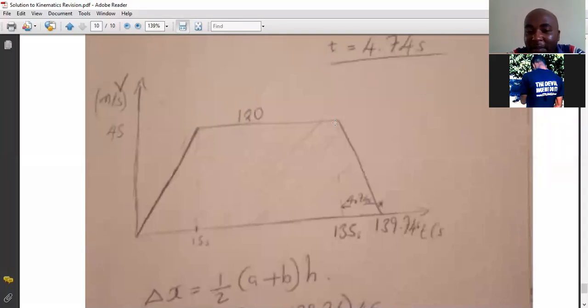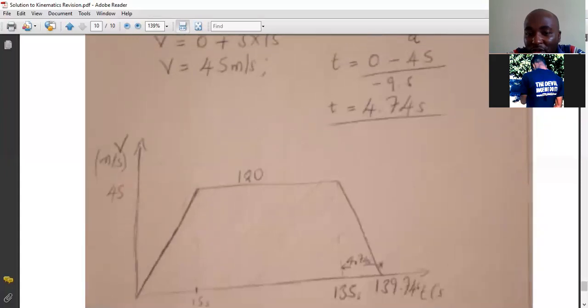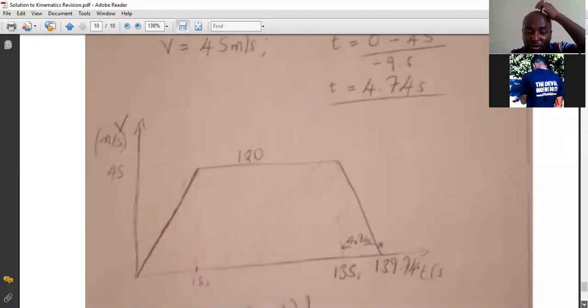Then for the last part of the motion, because we have to decelerate to rest, you find the time there, because now you are given the deceleration. So which one is the initial? The initial is the 45, and the final is 0. So t equals 0 minus 45 over minus 9.5. Then I get time as 4.74. So what is 4.74 added to 135? I get 139.74.